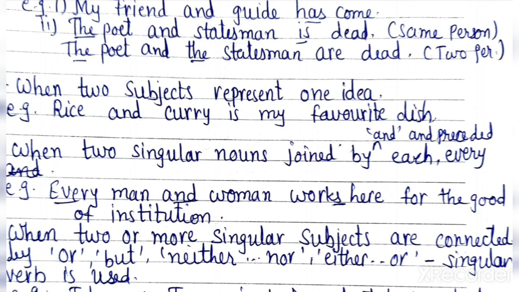Then the quality of the oranges dash not good. Is or are? Is. Okay, the poet and the dramatist dash dead. Is or are? Are. Okay, one of the boys in the camp dash fallen ill. Has or have? What will come? One of the boys in the camp dash fallen ill. Has or have? Has.